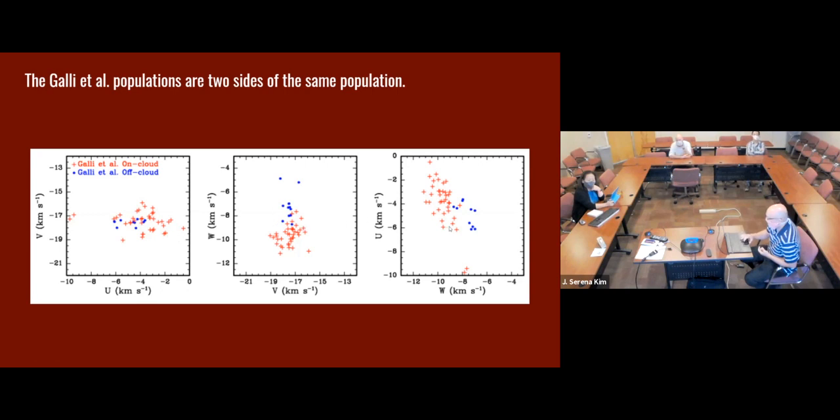Now in W, you can see that, yeah, okay, there's an offset, right? But they're still the same distribution. They're just the two halves. And that's exactly what we were seeing before in the proper motion, is that there's the two halves just smashed together. And that's what I was saying, that they do actually have different space velocities, but they're related in a distribution. And we'll come back to why there's this offset for the off cloud population.